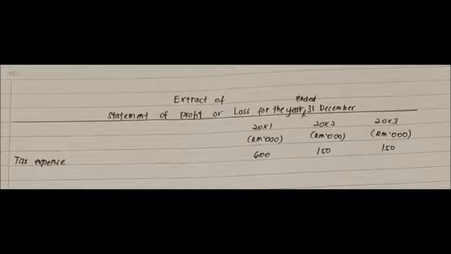Fifth step is opening the abstract of the statement of profit or loss after 3 years. We will take tax expense for X1 600,000, X2 150,000 and X3 another 150,000.